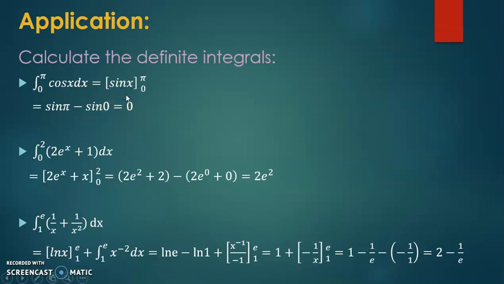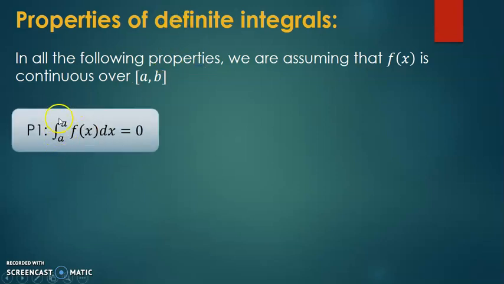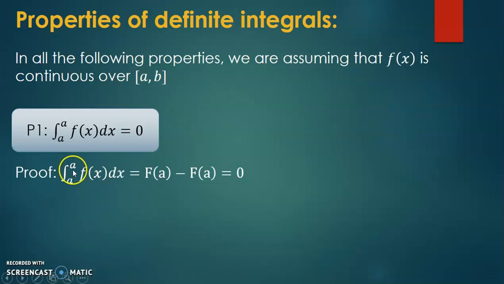Now we will start with the properties of definite integrals. In all the properties that I'm going to explain or define, we are assuming that the function is continuous over the interval a, b. Or more generally, the interval that we're integrating over. So the first property is that the integral from a to a of f of x dx is equal to 0. And this is actually very obvious because if you go back to the definition of definite integrals, then the integral from a to a of f of x would be big F evaluated at a minus big F evaluated at a, which will give you 0.